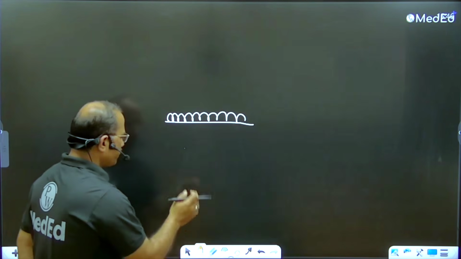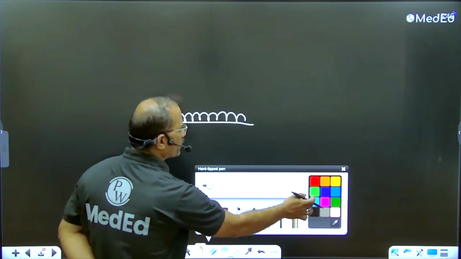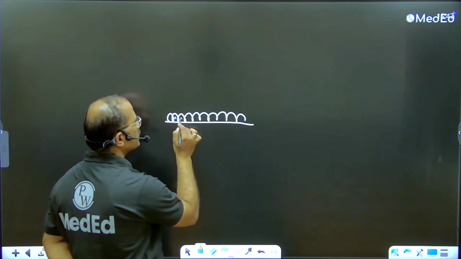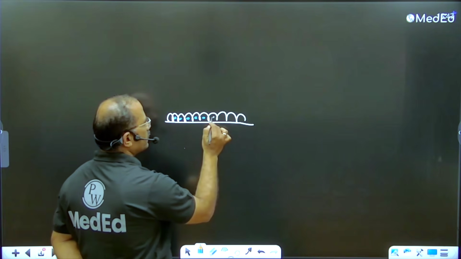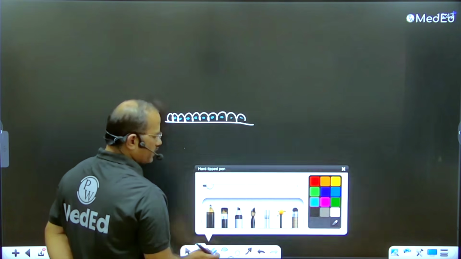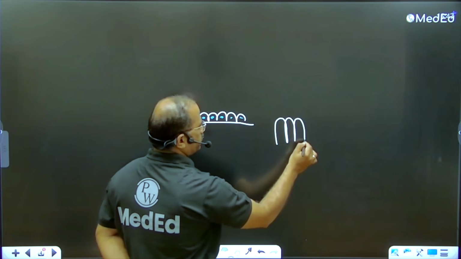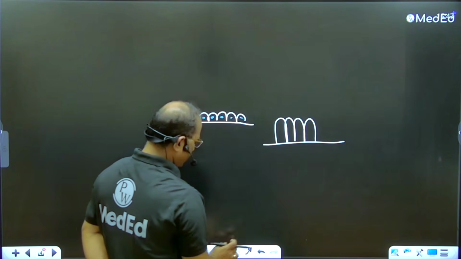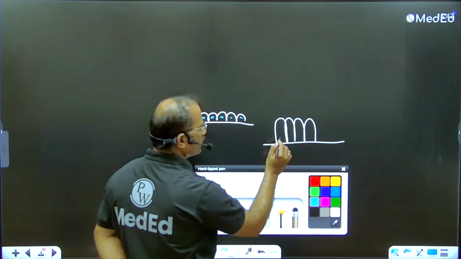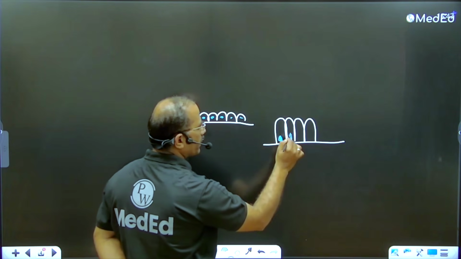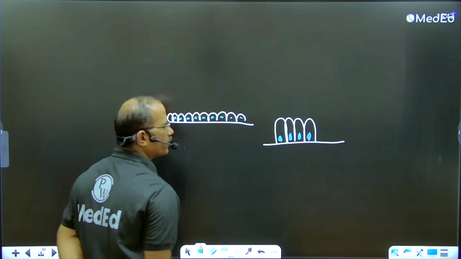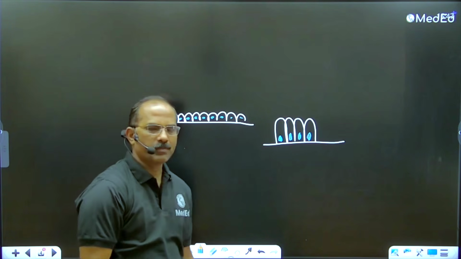Simple cuboidal epithelium, how's the nucleus? The nucleus is circular, rounded, and in the center of the cell. And what about simple columnar epithelium? The length is more than the breadth. And what about the nucleus? The nucleus is elongated along the long axis of the cell. Okay. All the cells are resting on the basement membrane.